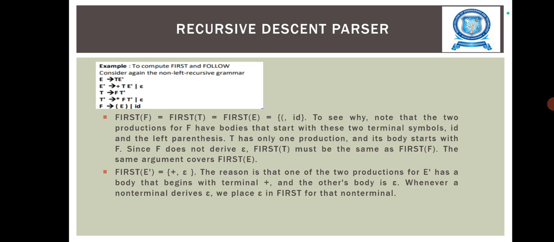Example to compute first and follow for the given grammar, a non-left-recursive grammar. This is the given grammar. For this grammar, you are going to find out the first and follow. First of F equal to first of T equal to first of E, that is open bracket and ID.